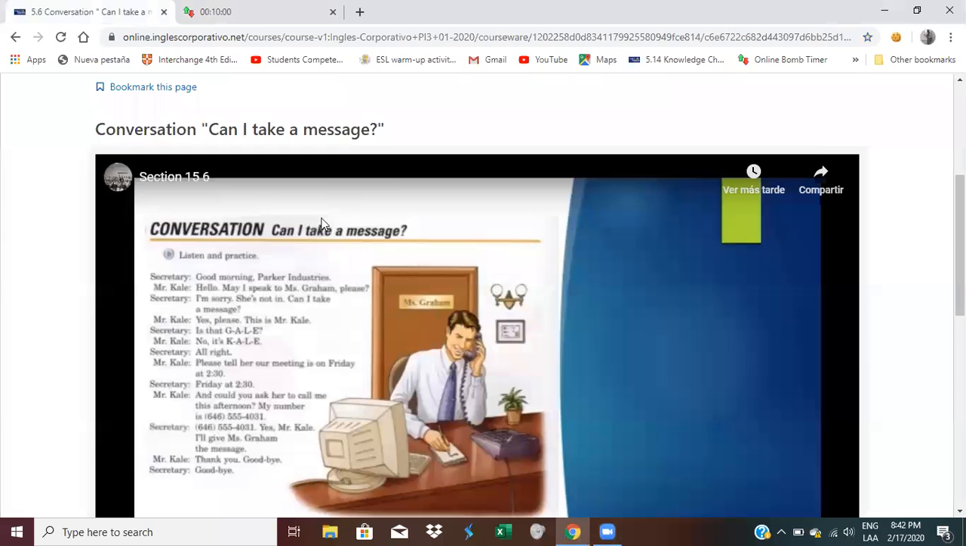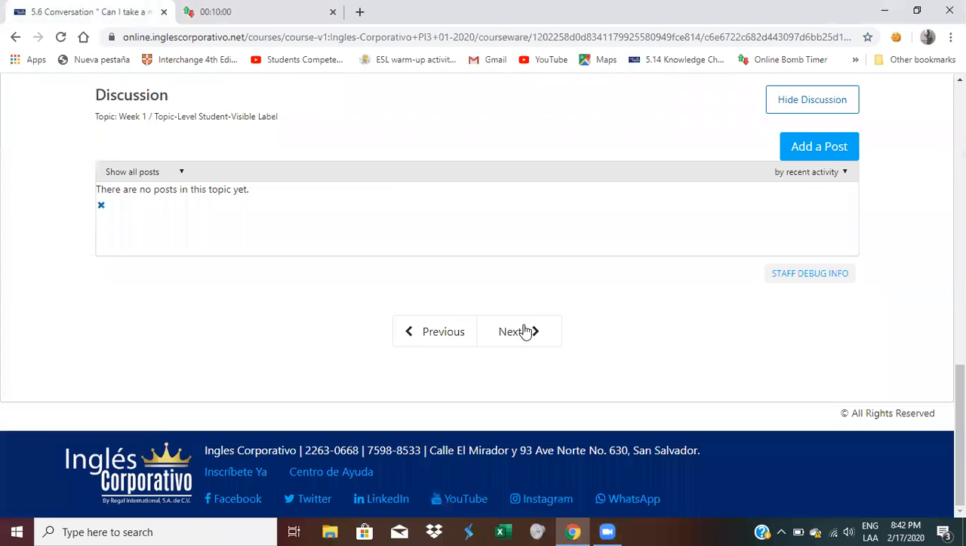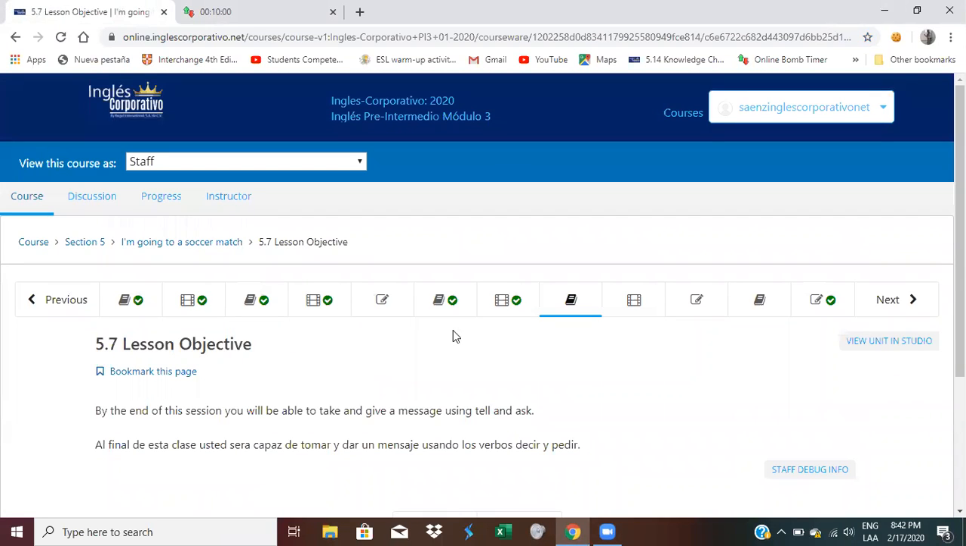All right, let us continue to the next activity. Are you ready? Yes. All right, we're going to be looking at section 5.7, lesson objective. By the end of this session, you will be able to take and give a message using tell and ask. Al final de esta clase, usted será capaz de tomar y dar un mensaje usando los verbos decir y pedir.